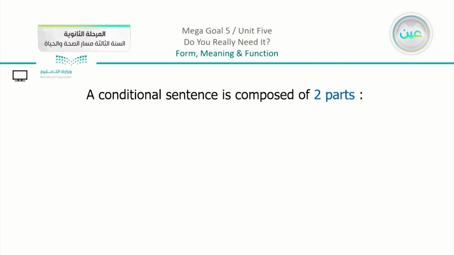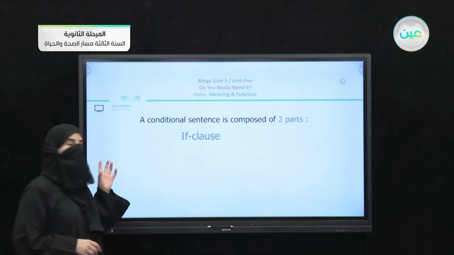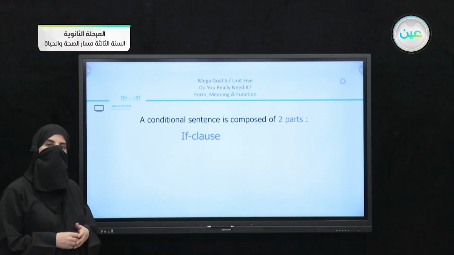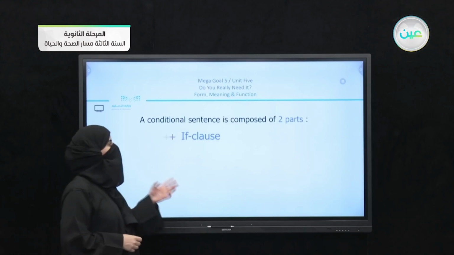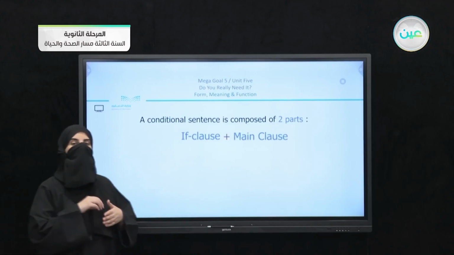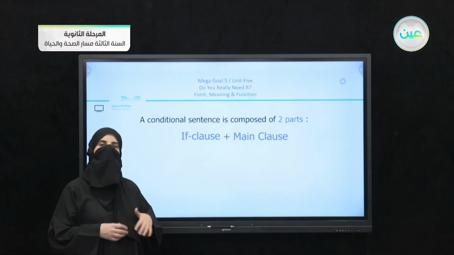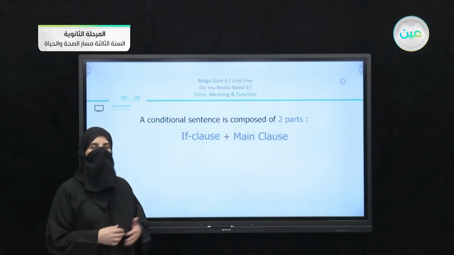A conditional sentence is composed of two parts, so this is not new. Now, we do know that we have here now the if clause, because I just mentioned the if, and we have here, of course, the main clause. So instead of using the conjunction, or we have here the adverb clause, we are going to talk about the if clause with the main clause.